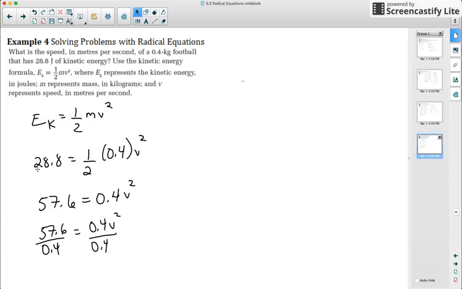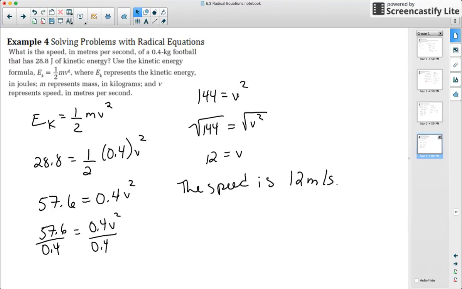Multiply both sides of the equation by 2 to get 57.6 equals 0.4 V squared. Divide by 0.4 so that we can isolate V squared. What we're left with is 144 equal to V squared. Take the square root of 144 and the square root of V squared. We're left with 12 equals V. So the speed is 12 meters per second for that football.